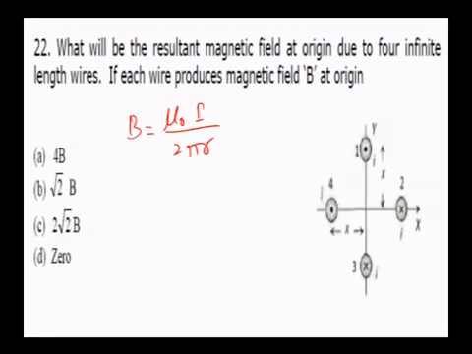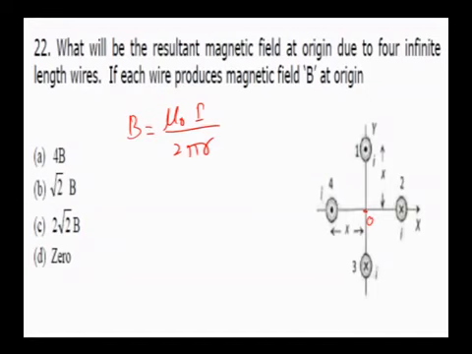So here I can say it only depends upon the direction, because you can see distance is the same, current is the same. But the directions of currents are different. These two currents are given as outwards and these two currents are given as inwards. So we have to find the resultant magnetic field at the origin. Whether it can be 0 or 4 times or root 2 times or 2 root 2 times, that we will find out. As I said, it mainly depends upon the direction of magnetic field.